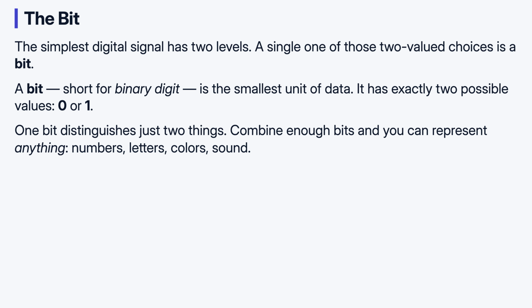1 bit on its own can only tell 2 things apart, but combine enough bits and you can represent anything at all: numbers, letters, colors, sound, even instructions. The rest of this book is about how.